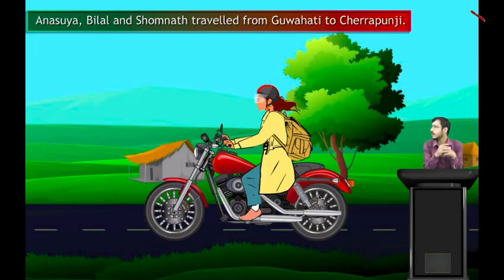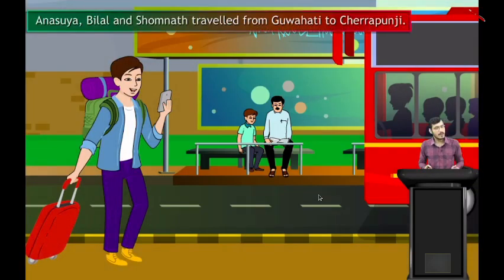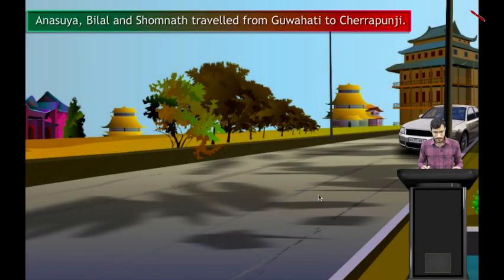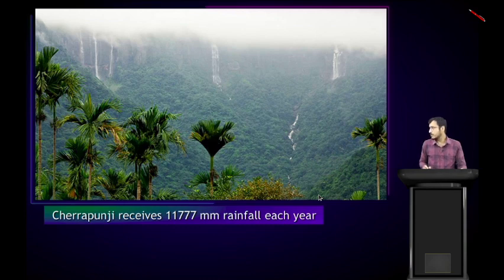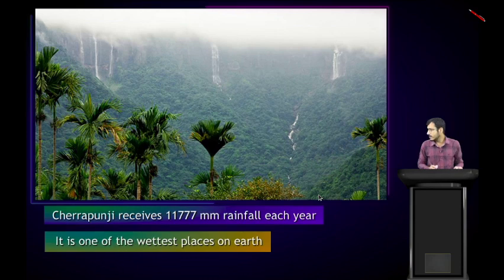Now again Anusuya, Bilal and Somnath traveled from Guwahati to Cherrapunji. Cherrapunji receives 11,777 mm rainfall each year. It's general awareness that it is one of the wettest places on earth.